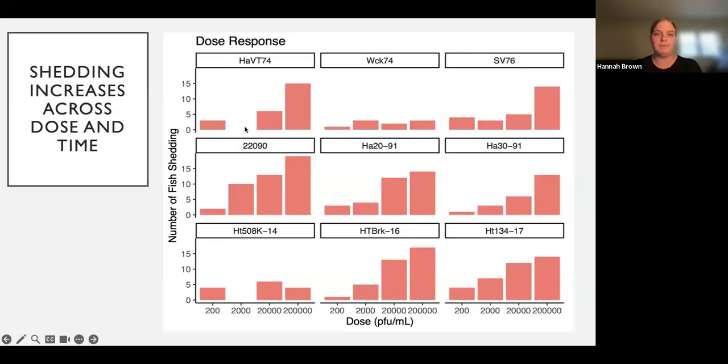If you look, we can see this general trend that as the dose gets higher, the number of fish shedding gets higher, which is what we expected. But if you look across this top line here, we have much lower shedding than we do in the 2016 and 2017 isolates down here. So we can see that the amount of shedding is increasing across both dose, which we would expect, and time, as we get to more recent years.